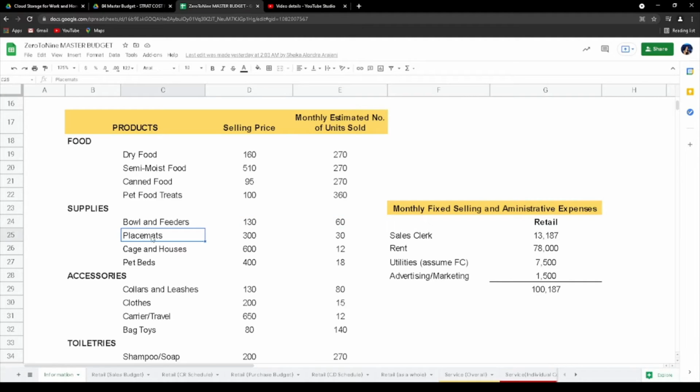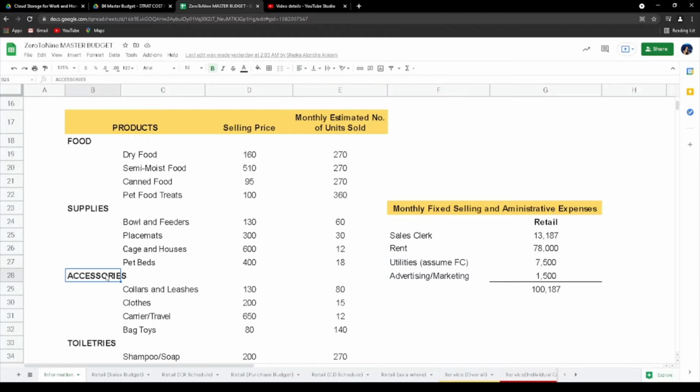units sold. Second is the placemats, with 300 as the selling price and 30 as the monthly estimated number of units sold. Third is the cage and houses, with 600 as the selling price and 12 as the monthly estimated number of units sold. Fourth is the pet beds, with 400 as the selling price and 18 as the monthly estimated number of units sold.